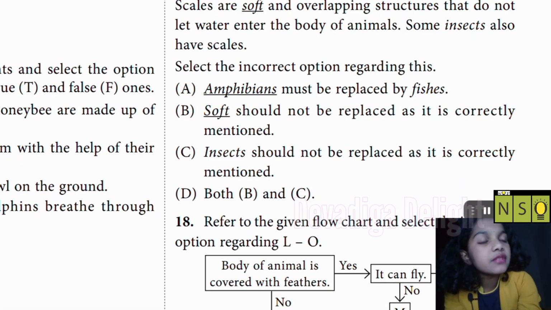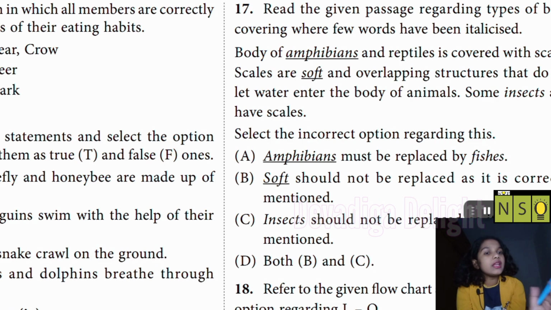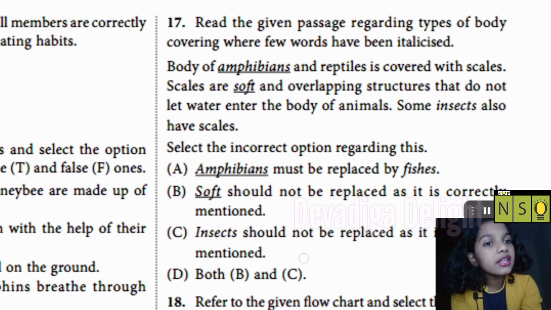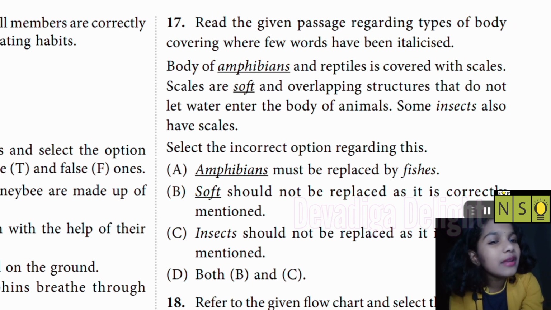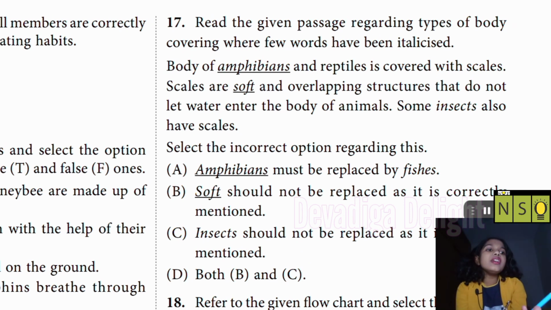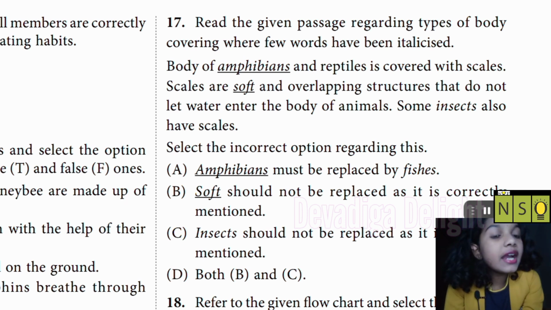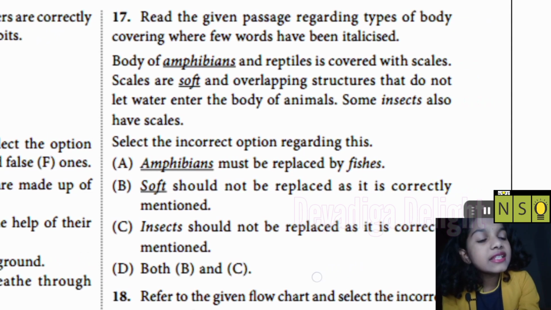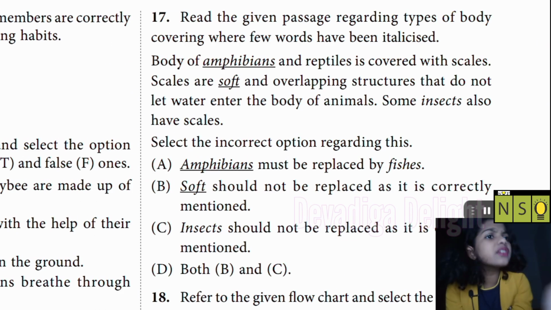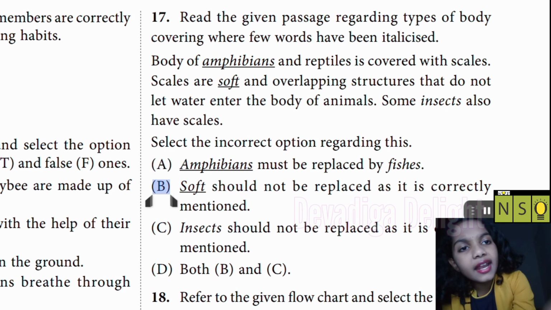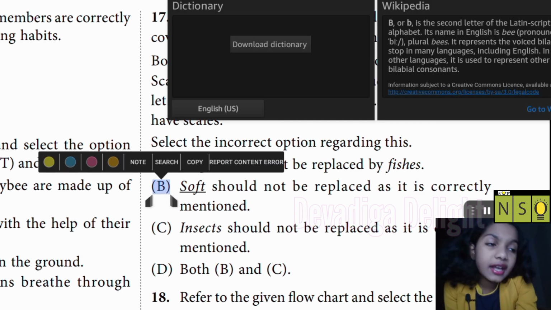So, amphibian must be replaced by fishes, which is right, but they are asking for the incorrect option. Next one is B. Soft should not be replaced as it is correctly mentioned, which is wrong, because scales are hard overlapping structures, not soft overlapping structures, which makes B the right answer. But if you still check C, insects should not be replaced as it is correctly mentioned, which is right. Some insects do have scales, making C the incorrect statement and also the correct answer.